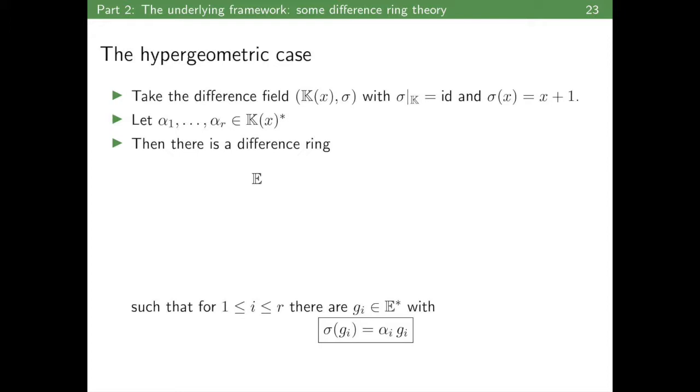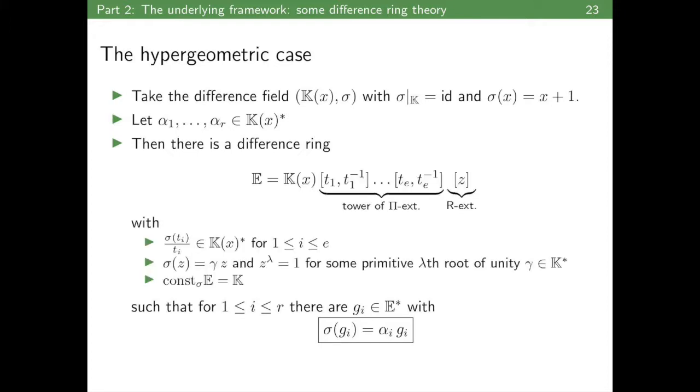Let me show you how this ring looks like. It's a tower of pi extensions. Like I join new variables, and I can introduce the shift behavior accordingly, plus one root of unity extension. So I take a root of unity such that sigma of lambda is equal to lambda, a primitive root of unity. So I have a tower of pi extensions plus one special R extension.